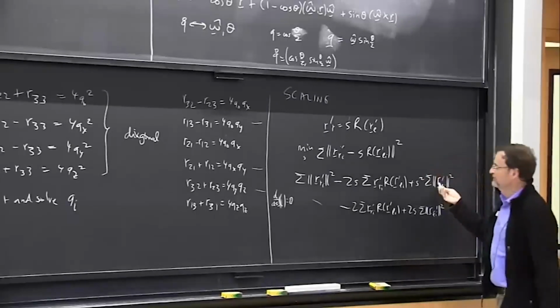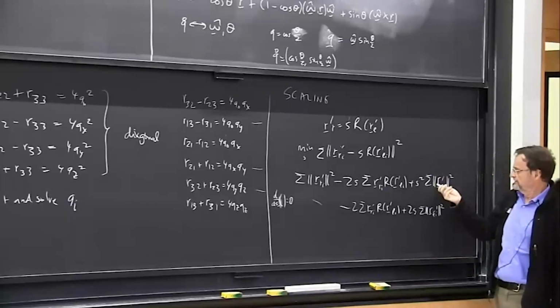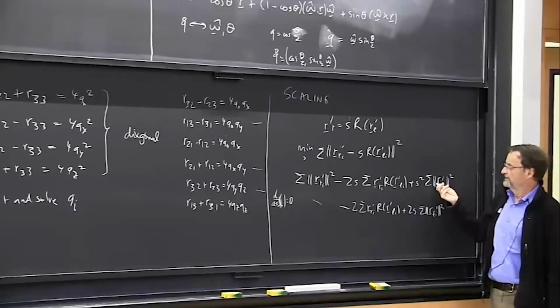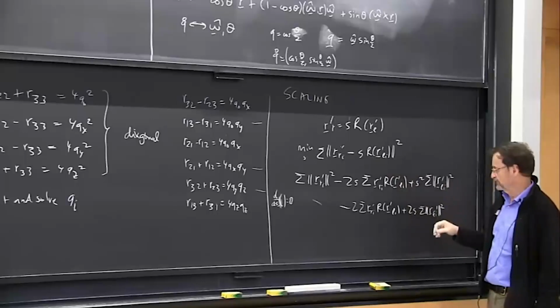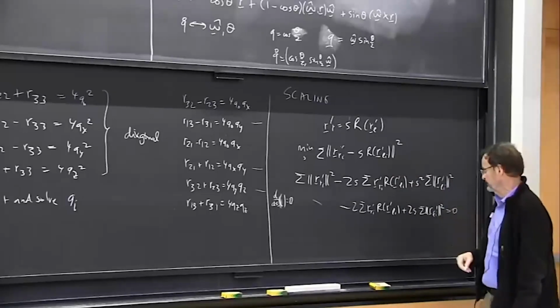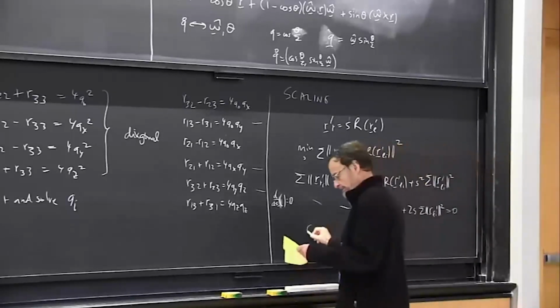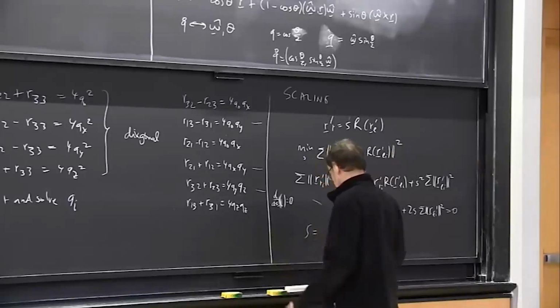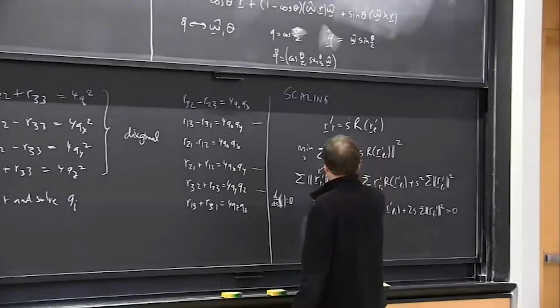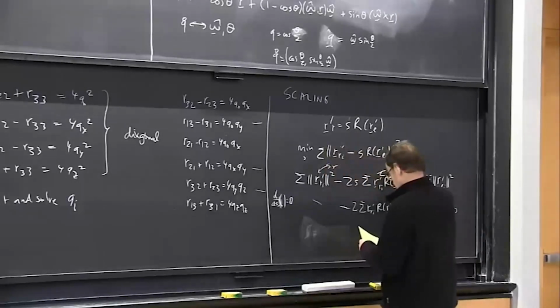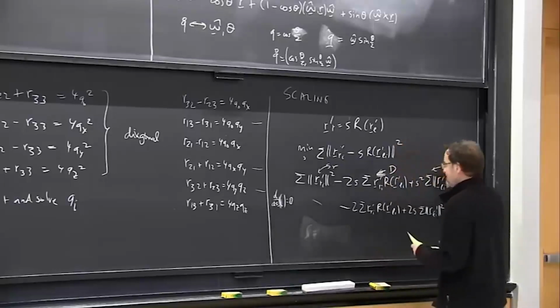Here, of course, we use the fact that the size of this vector is the same as the size of the rotated vector. So rotation doesn't change the size. Okay, this is equal to 0. And so we can solve for s. Well, let's give these things names. Let's call this SR, so we don't have to write them too many times. And let's call this D and call this SL.